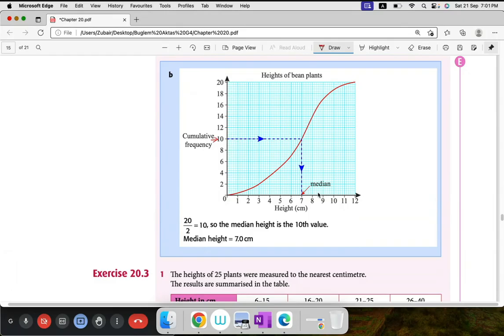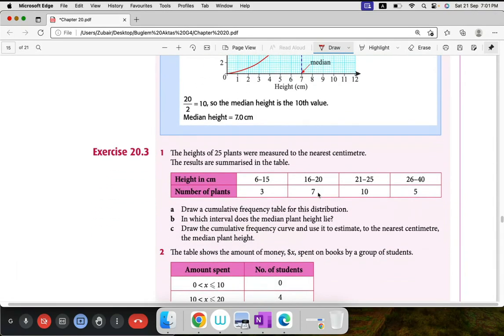Cumulative frequency curves need to be practiced by hand on graph paper rather than on soft copies, because that's what you face in the actual exam.